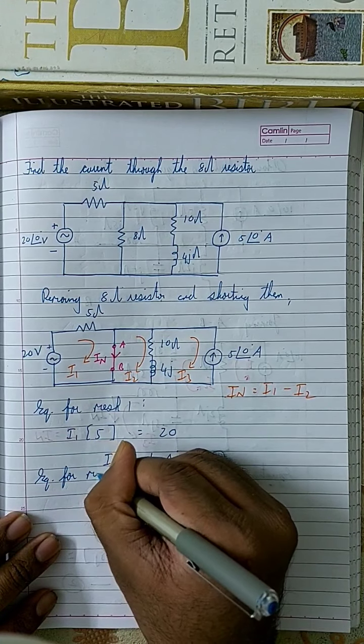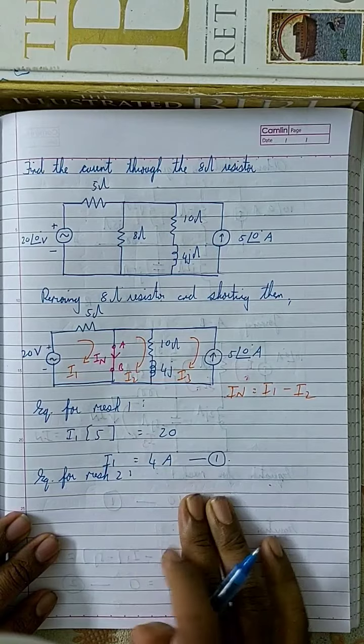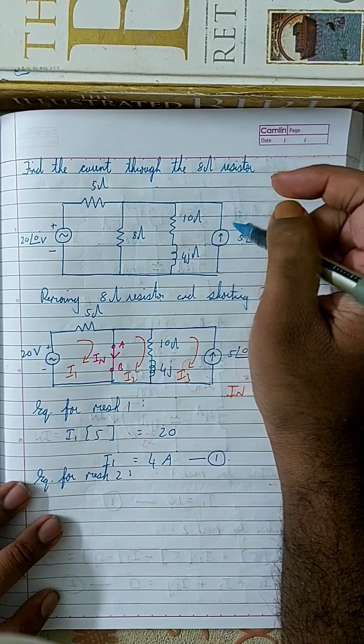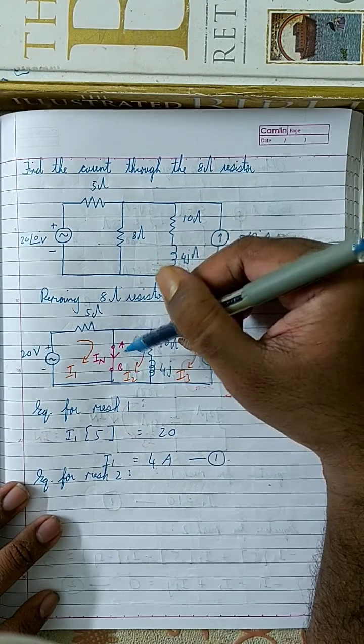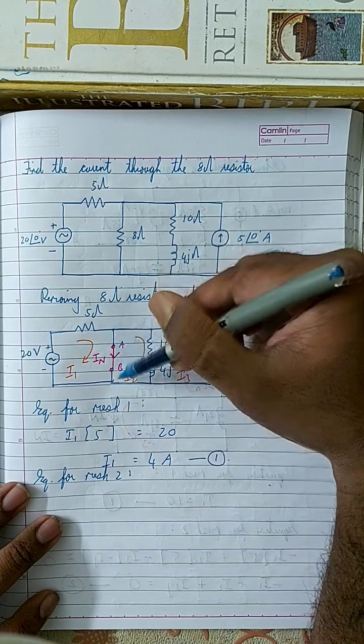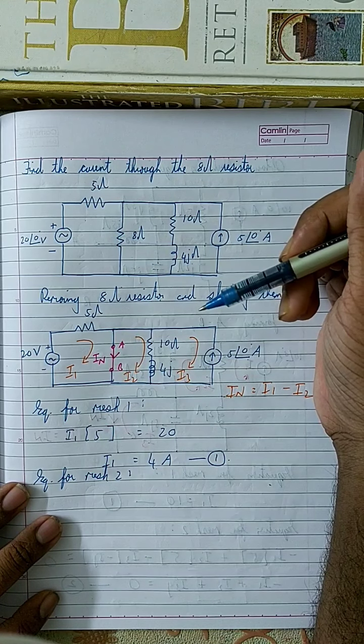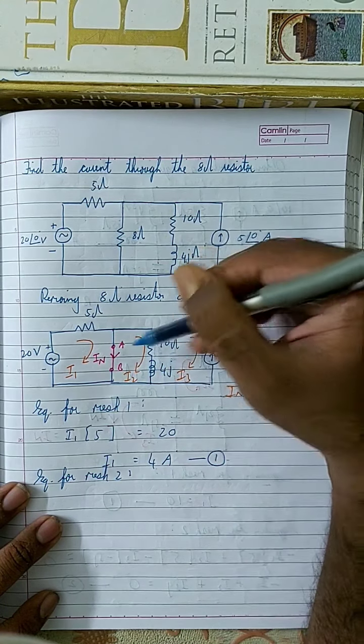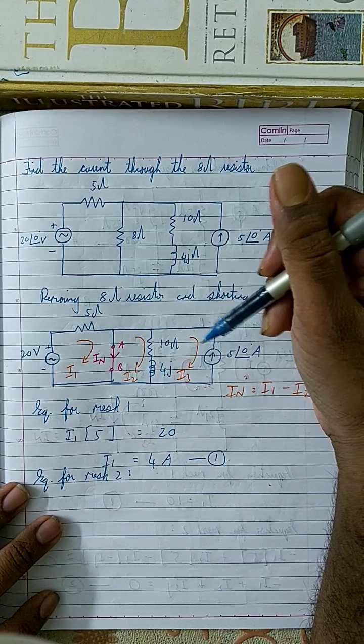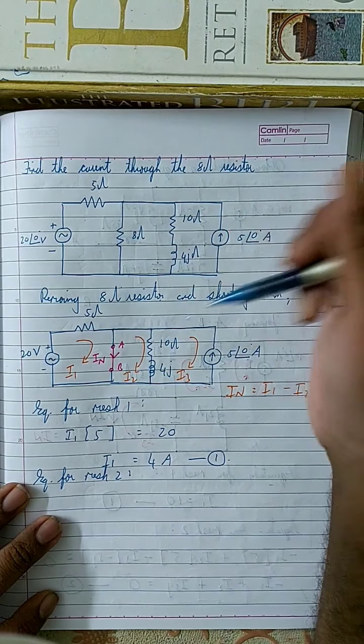Equation for mesh 2. If you look at this equation, I1 is not touching any element of mesh 2. These are the only two elements of mesh 2, and I1 is not touching those two elements. So therefore I1 into 0, minus I1 into 0.